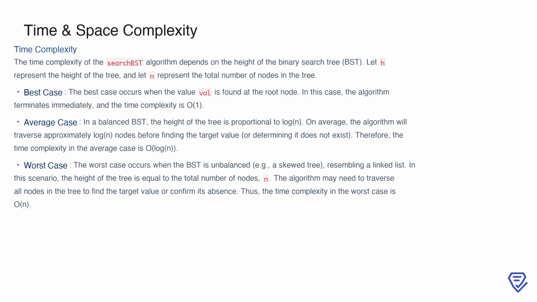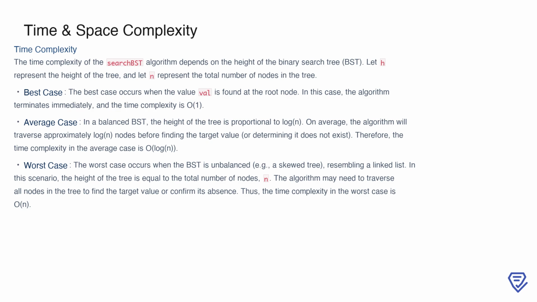When analyzing the time complexity of the search BST algorithm, it is important to consider the height of the binary search tree, denoted by h, as well as the total number of nodes, represented by n. In the best case, the target value val is located at the root of the tree, allowing the algorithm to terminate immediately with a time complexity of O(1). In the average case, when the tree is balanced, its height is proportional to log n. This means the algorithm will typically need to traverse about log n nodes to either find the target value or determine it does not exist, resulting in a time complexity of O(log n).